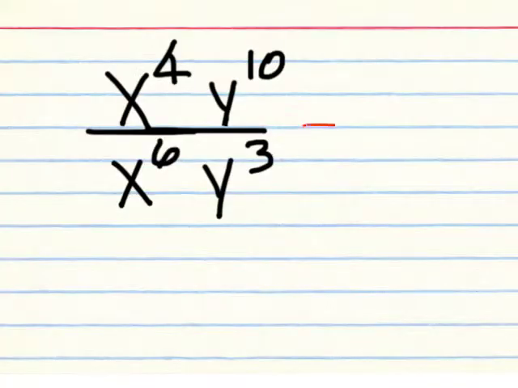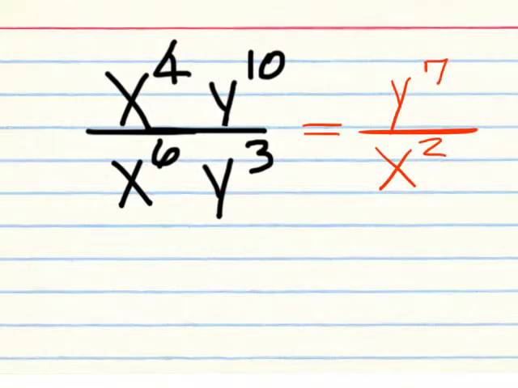Where is my largest power of x? On the bottom. And we have 6 minus 4, which would be a 2. So x to the second on the bottom. And then y to the 10th over y to the third. The largest exponent is on top. 10 minus 3 is 7. Y to the 7th over x squared.